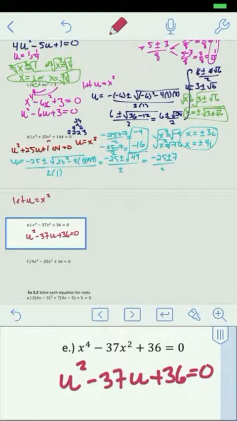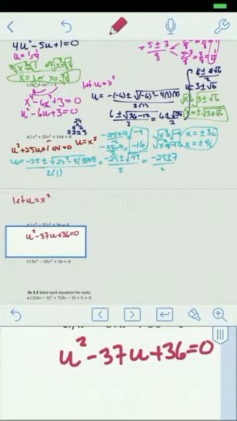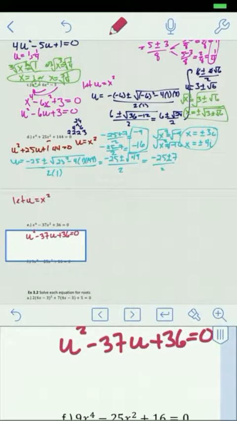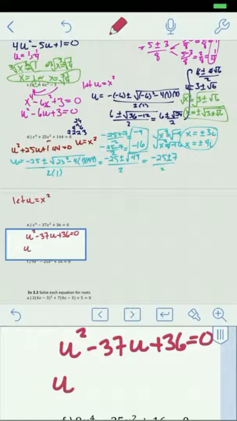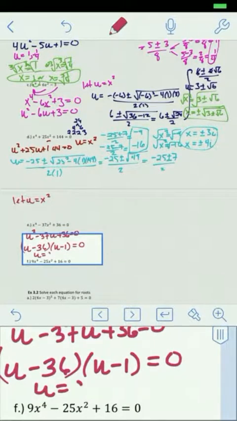And then, let's see, two things that multiply to 36 and add to negative 37. That's going to be negative 36 and negative 1. So this is going to factor as u minus 36 and u minus 1 equals 0. So u is equal to 36 or u is equal to 1.